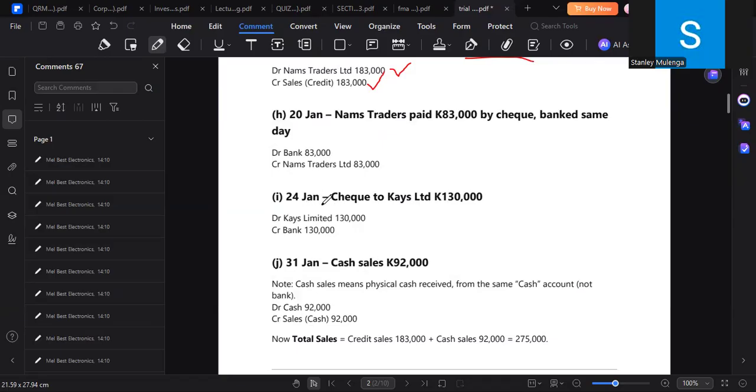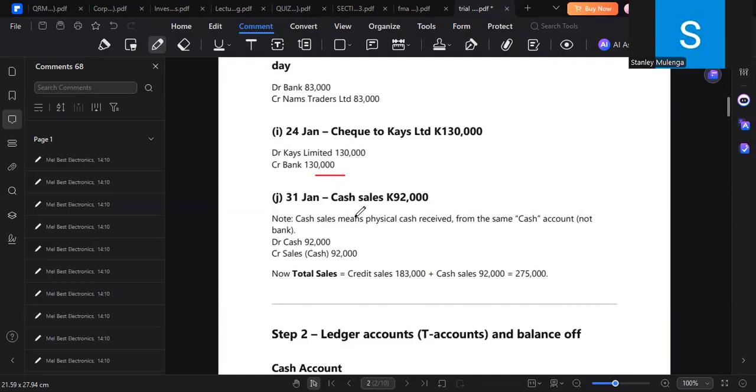Then January 24, check paid to K is 180, 130. So we're paying the Ks, meaning the bank is going to be credited because money is going out. Then we are debiting K is limited. Then January 31, we have a cash sale, meaning there's no physical cash moving. It's called a contra entry.